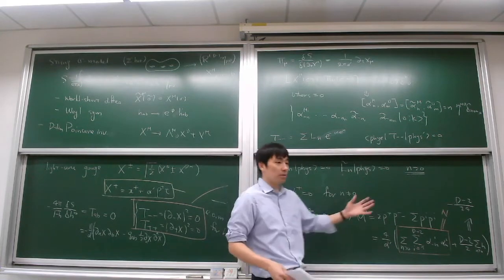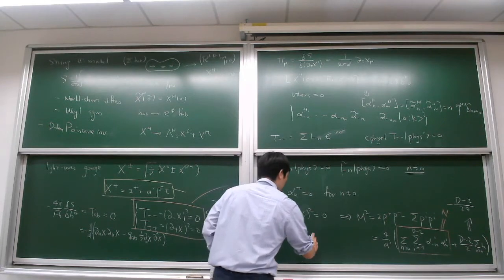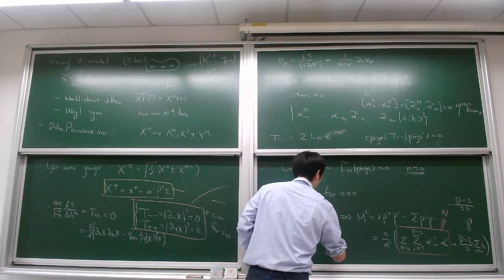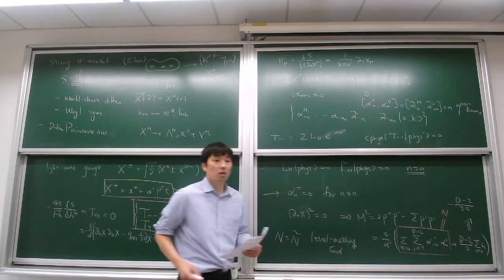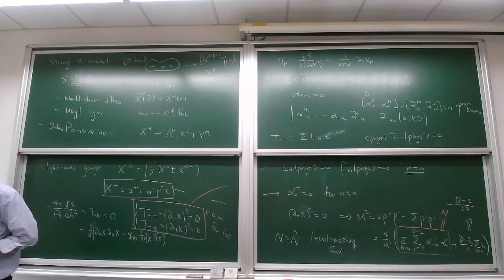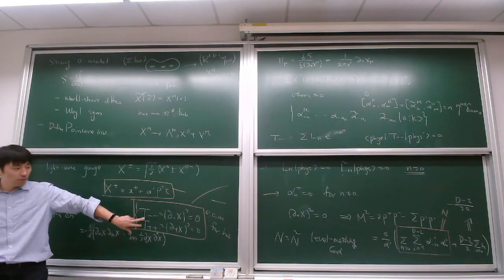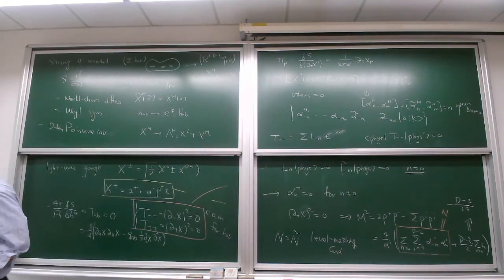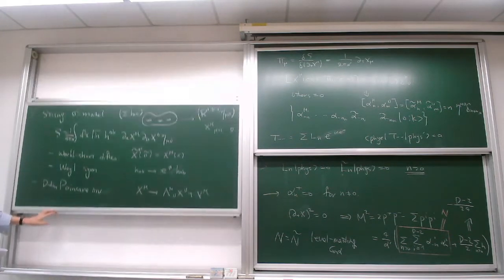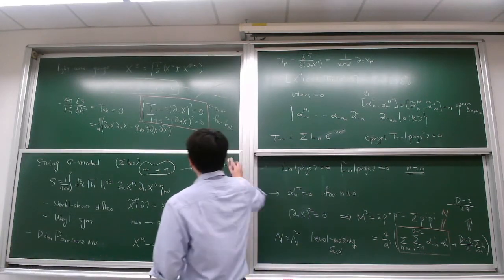And if you consider left moving or right moving modes, what we get is n is equal to n tilde. So this is the level matching condition. That's what we have learned. The one I missed last time is really this one, the equation of motion for the metric, and from here one can obtain the spectrum of m square, the mass of the states in the Hilbert space.